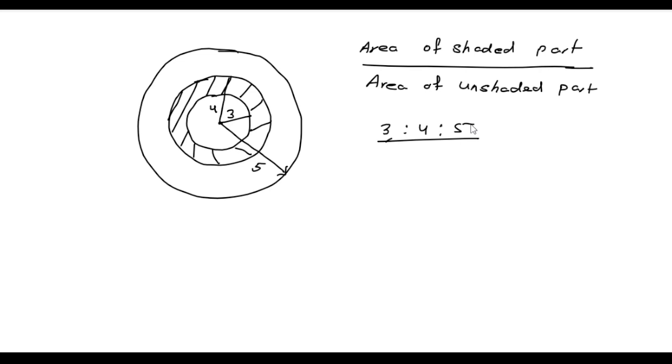The question is, the diagram is already given, you have to find the area of the shaded part divided by the area of the unshaded part.